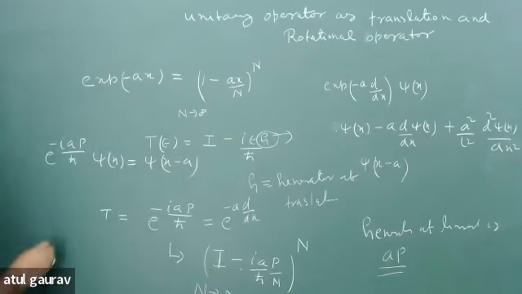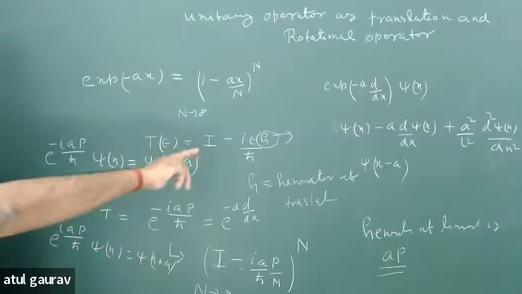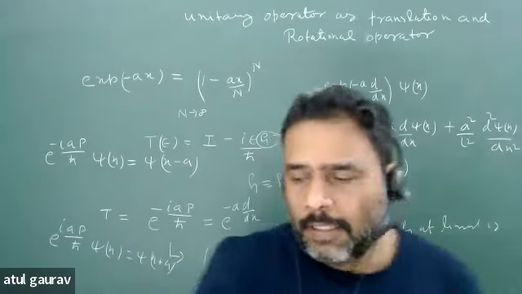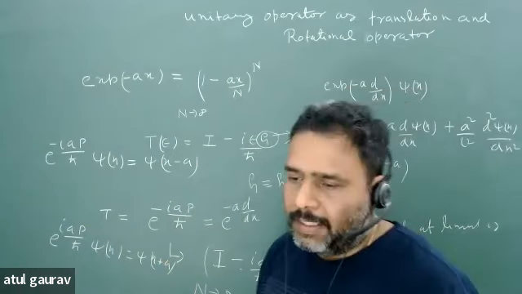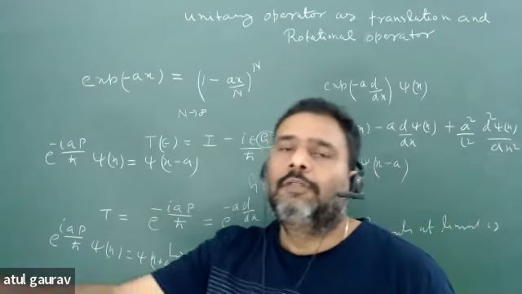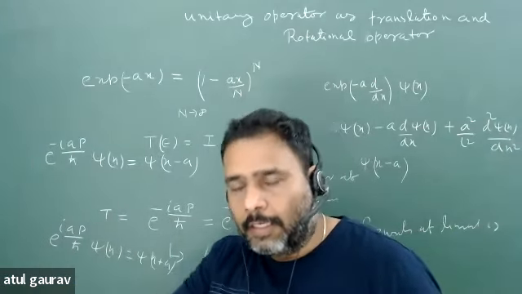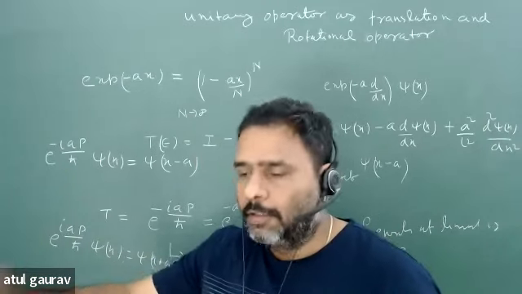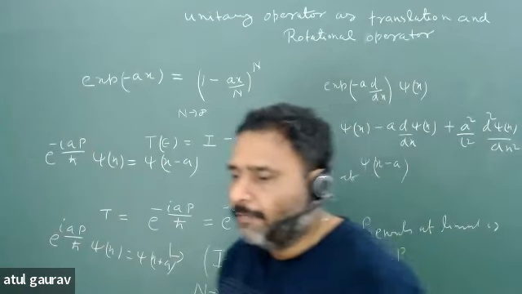And in another way, if you have e to the power iAP upon h cut on psi x, then you will get psi x plus a. Because this Taylor expansion will have all positive signs. So you have one translation operator which will translate your particle from x equal to 0 to something, and you will have a new wave function that evolves with your position. How your psi x evolves with position. Everyone is comfortable right now?